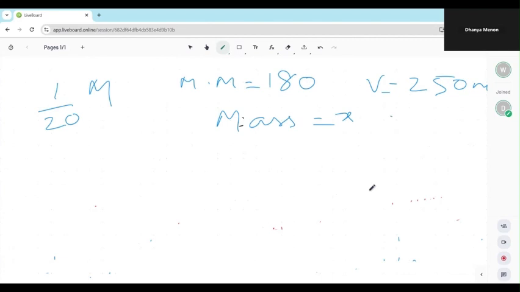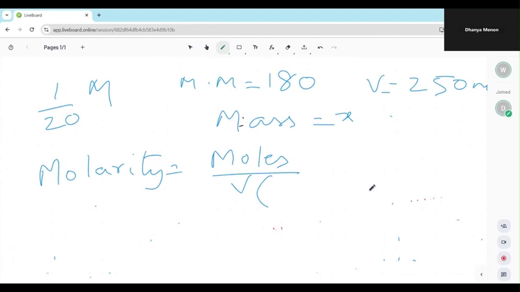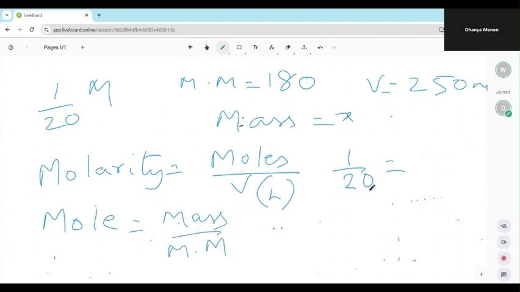So students, what is the formula for molarity? Molarity is moles by volume. Volume should be in liters, right? So molarity is 1 by 20. And how do you find the moles? Mass over molar mass, right? So I'll write it as it is. Mass over molar mass, and 180 is mentioned in the question itself.